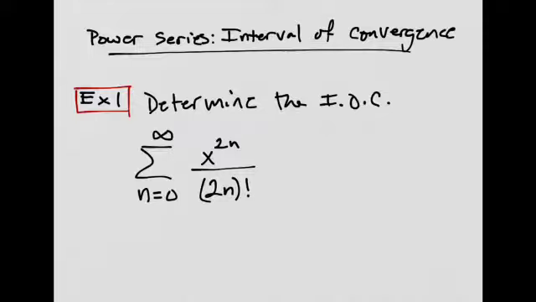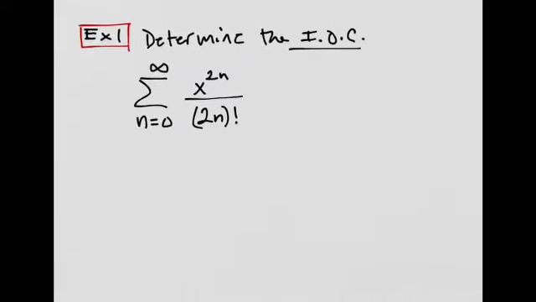So to figure out what x values are allowed so that this thing does converge, we have to find the interval of convergence. And we do that usually by using the ratio test. So I'm going to start using the ratio test. To find the interval of convergence, we use the ratio test.